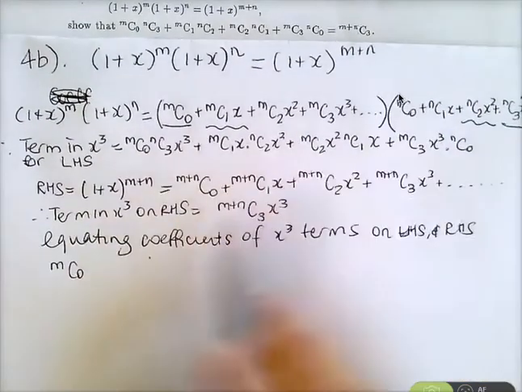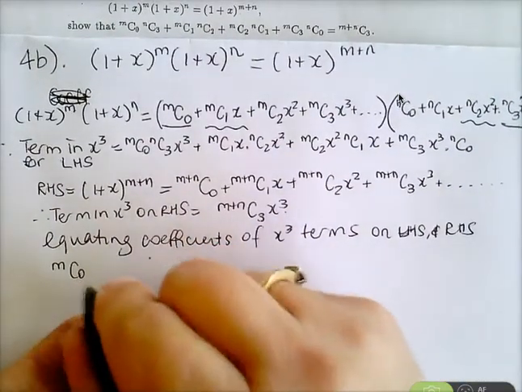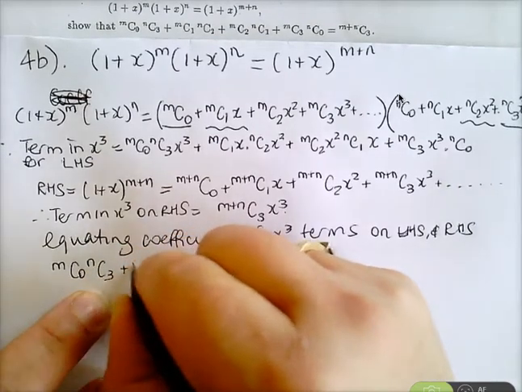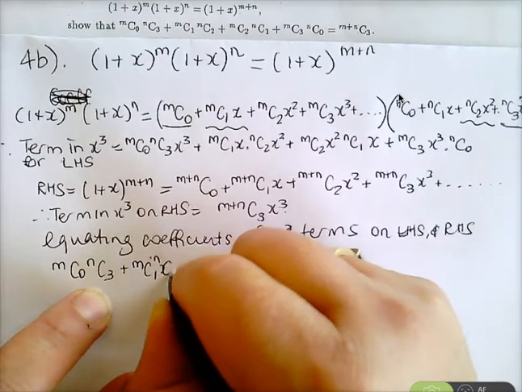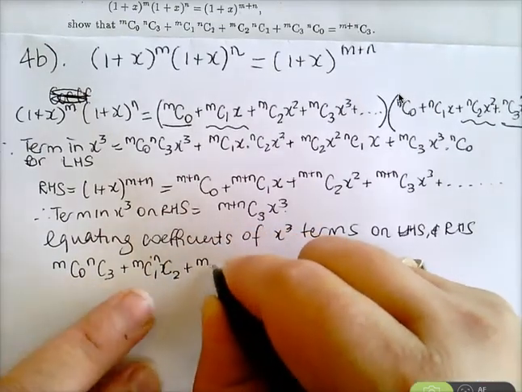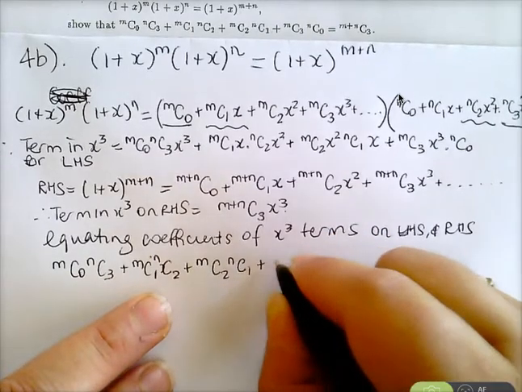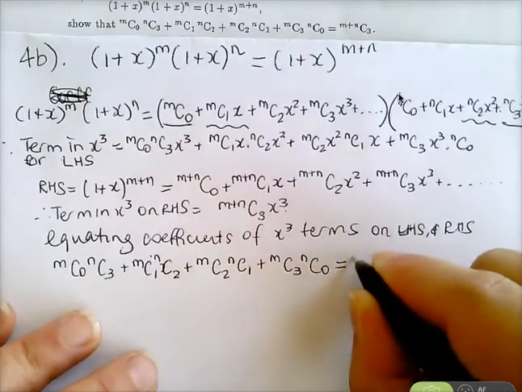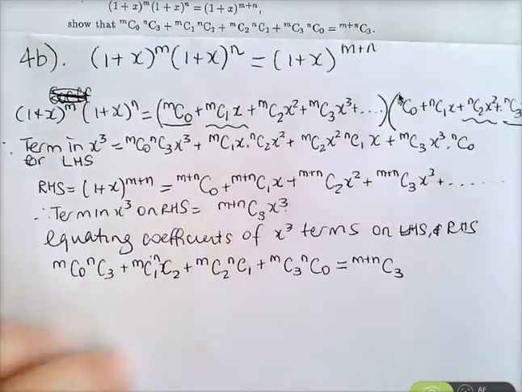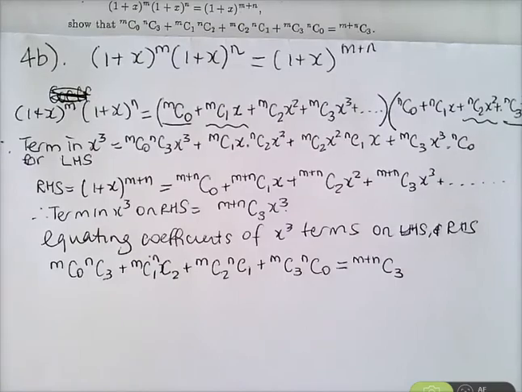See, you actually get the mark for these steps. It's done. All you're doing now is writing the question out again. mC0 times nC3 plus mC1 times nC2 plus mC2 times nC1 plus mC3 times nC0 equals (m+n)C3. Show that.